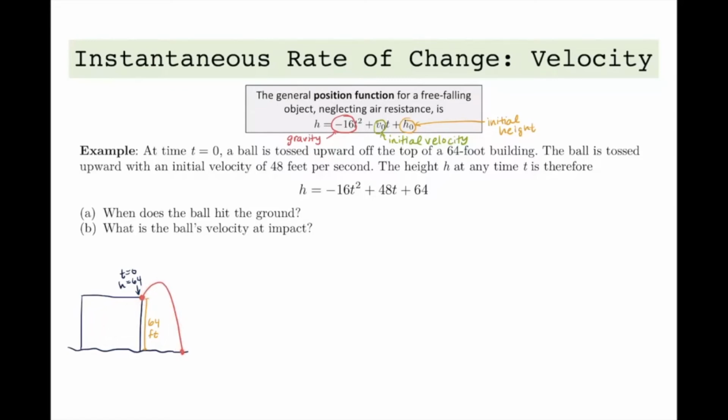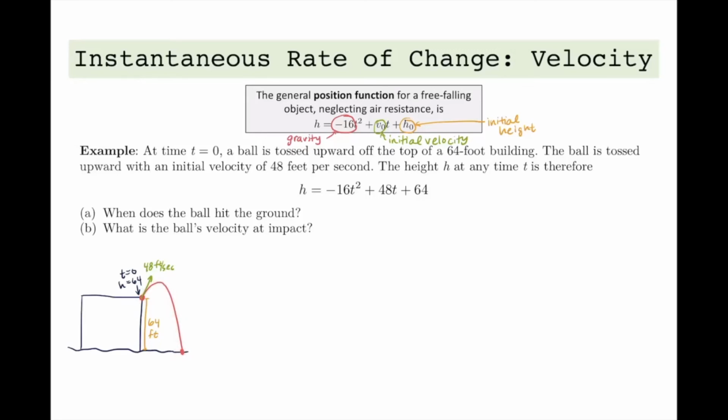The initial height being 64 means that this is the height of the building, and at this point, when t equals 0, the height is 64. We're also told that when the ball is tossed upward, the initial velocity is 48 feet per second. This is a positive velocity at this point in time because the height is increasing, but right around here, when the ball starts to turn around, its velocity should be negative the whole time. On our picture, the place where the ball hits the ground is right here.